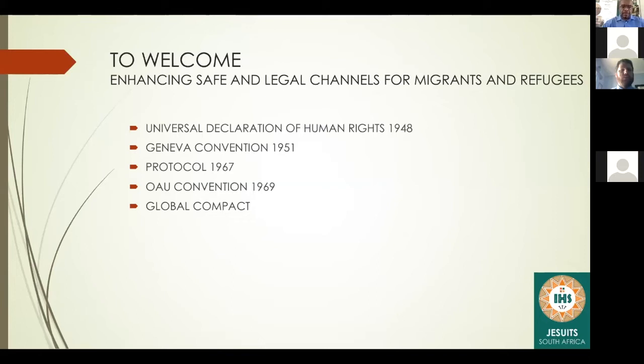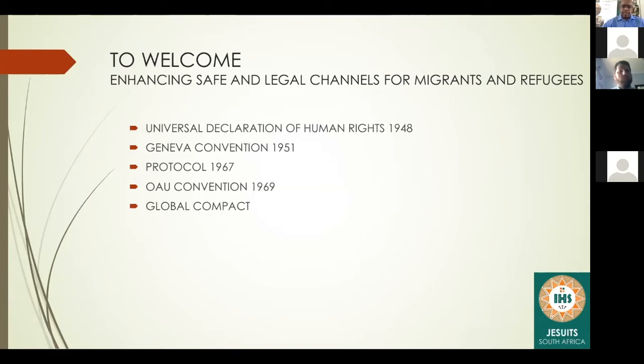When you look at welcoming, for example, the Universal Declaration of Human Rights, Article 28 talks of everyone being entitled to a social and international order in which the rights and freedoms set forth in the Universal Declaration of Human Rights can be fully realized. And we have the Geneva Convention, the 1967 Protocol, the OAU Convention, and the Global Compact.